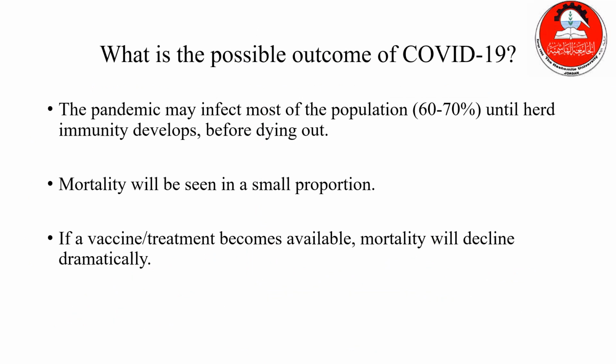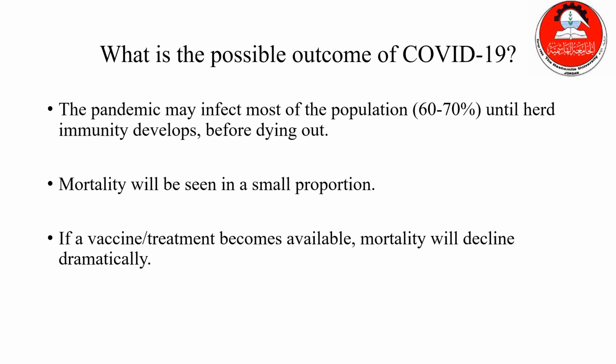What's the possible outcome of COVID-19 infection? This pandemic may infect most of the population, and when we say most of the population, 60 to 70% of the Earth's population might become infected. And when we say infected, this is not to spread panic, but it is like influenza virus. In order for humans to get herd immunity, they need to be infected with the virus.